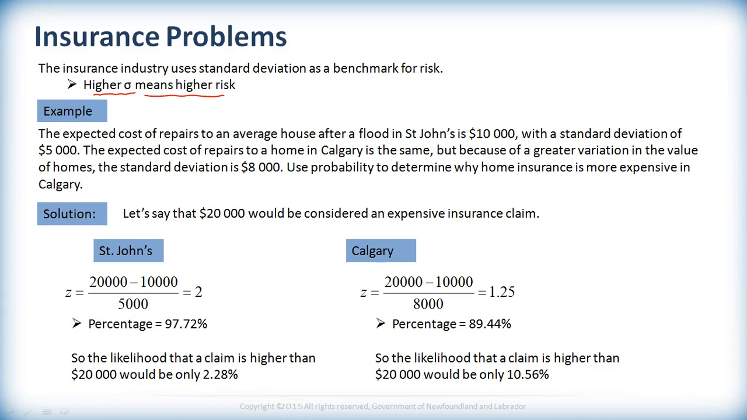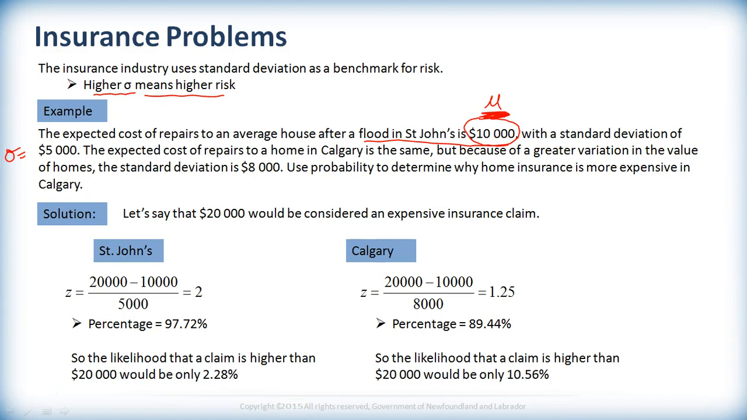So it says the expected cost of repairs to an average house after a flood in St. John's, the expected cost or the average cost, would be $10,000. So on average, for every house that an insurance company has to fix in town, it costs them 10 grand. So the standard deviation for that is 5,000. That's a lot of variability, but still, insurance has to deal with that. So we get a sigma of 5,000. That's for St. John's.